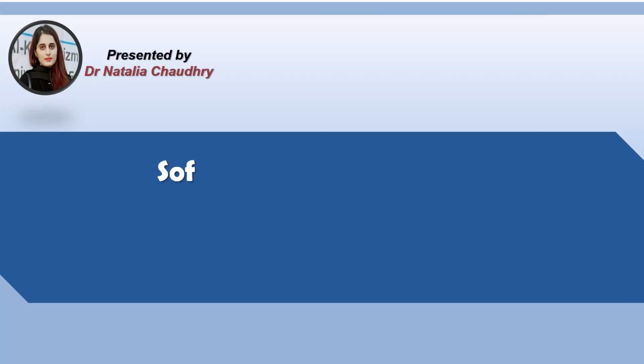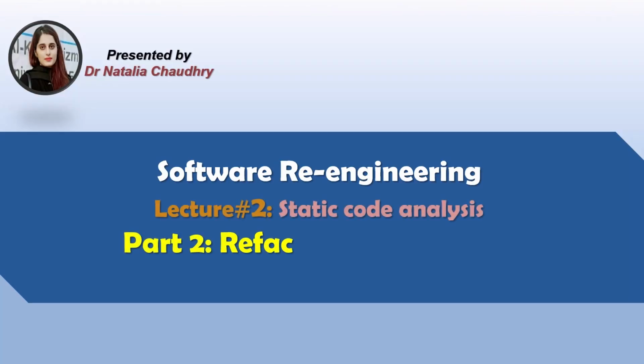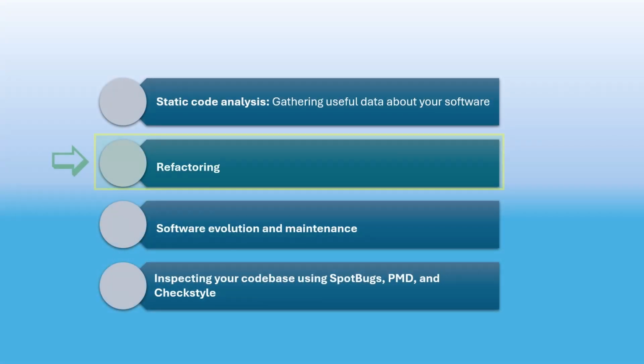Welcome back. Previously, we explored static code analysis, which acts like an automated inspector, scanning our code for bugs, vulnerabilities, and violations of standards without actually running the program. Now, let's shift gears to another important cornerstone of the software engineering course, that is refactoring.